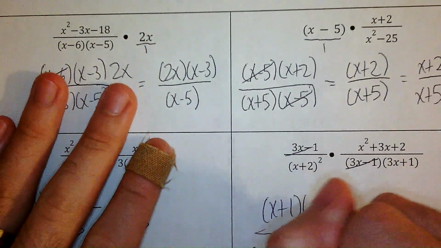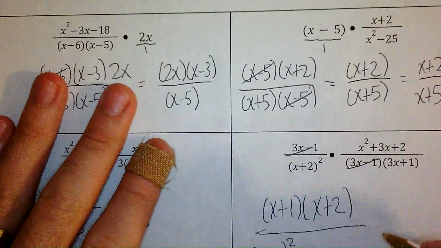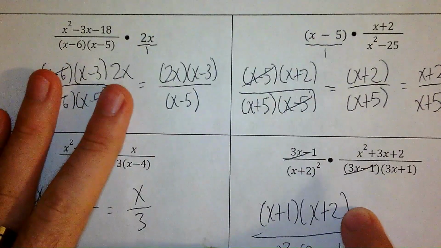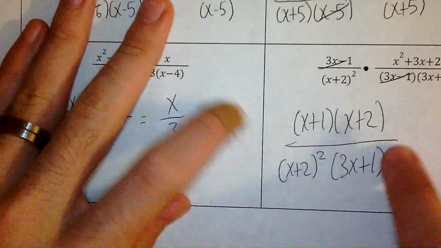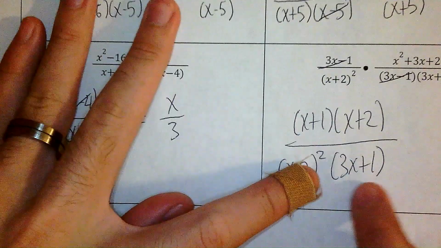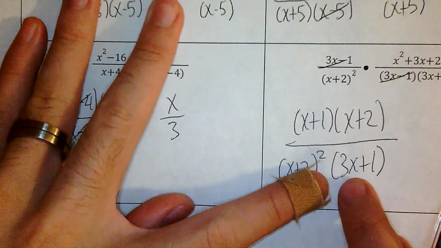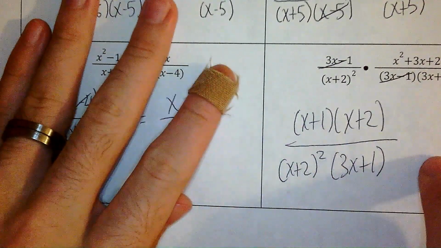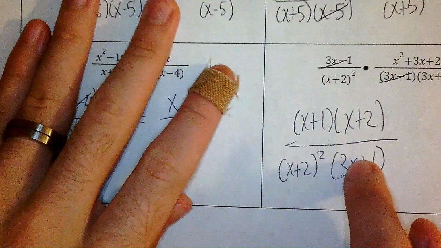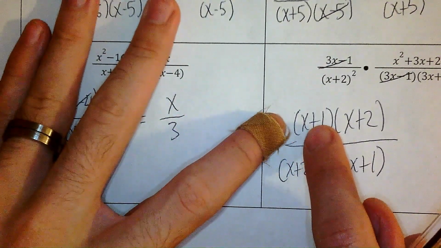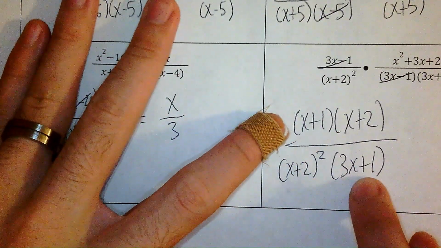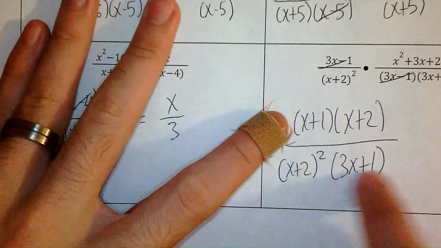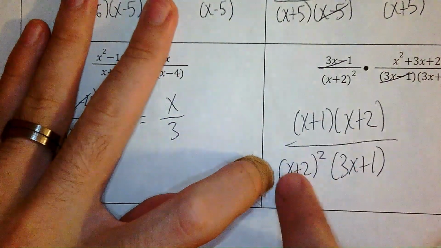On the bottom we have x plus 2 squared right here, and then we have 3x plus 1. So I don't see x plus 1 anywhere down here. I see 3x plus 1. But again, we can't cancel this and leave behind the 3. Those are not factors of each other, because there's nothing we could multiply x plus 1 by to get 3x plus 1. If you multiplied it by 3, you would get 3x plus 3, which is not the same thing. I see x plus 2 here and here.